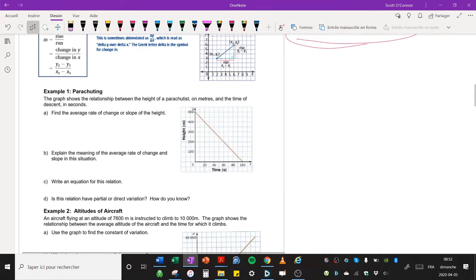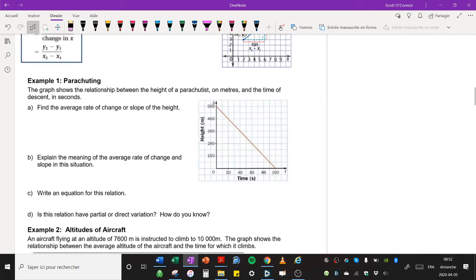All right, let's look quickly at example number 1 here. It says the graph shows the relationship between the height of a parachutist in meters, it should say, and the time of descent in seconds. Find the average rate of change or slope of the height.